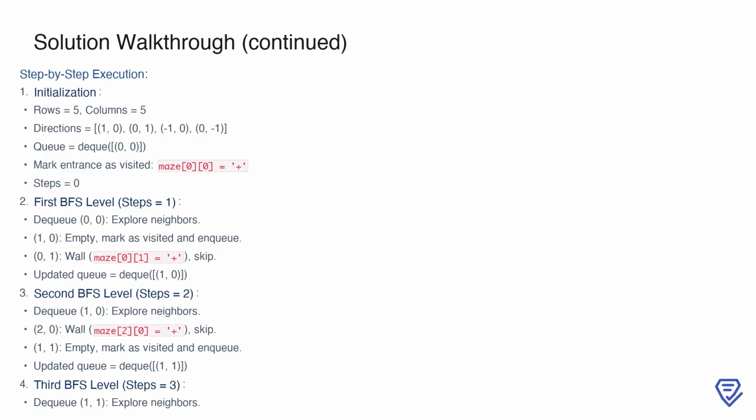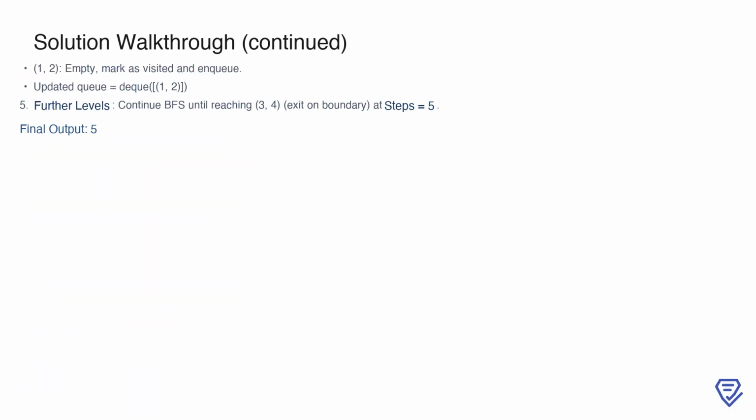In the third BFS level, we process 1, 1 and explore its neighbors. From the point 1, 1, we find that 1, 2 is an empty cell. We mark it as visited and add it to the queue. The BFS continues level by level, exploring valid neighbors and skipping walls or visited cells.